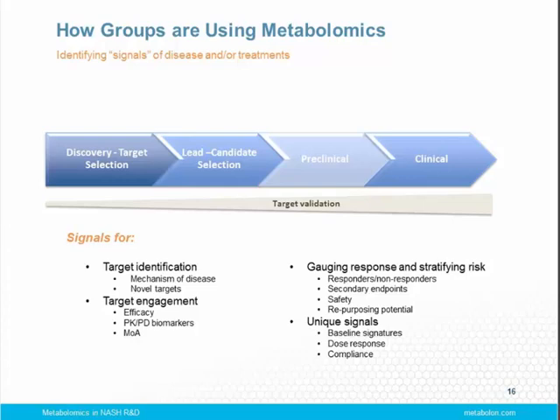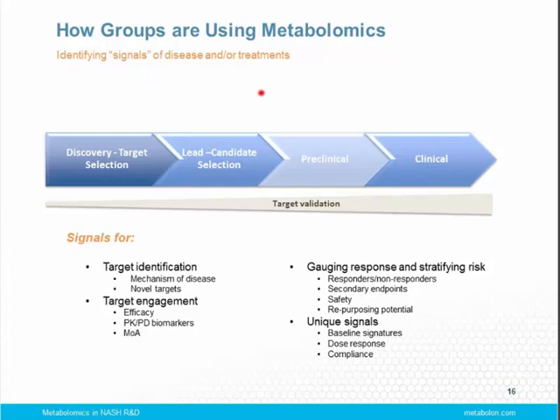Metabolomics has been used to identify targets and to verify target engagement at the discovery and candidate selection stage, and on through preclinical and clinical stages, where metabolomics has been used to gauge response and identify unique signals such as baseline signatures of disease. So with that being said, I'm going to hand the presenter ball over to Dr. Jamie Bates from Gilead, where she will describe how she's used metabolomics in her own research.